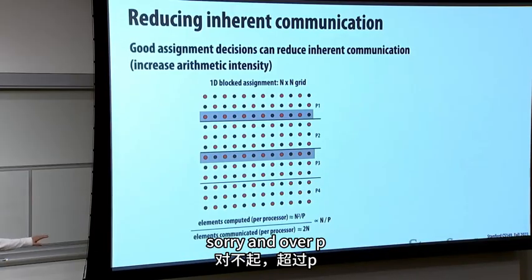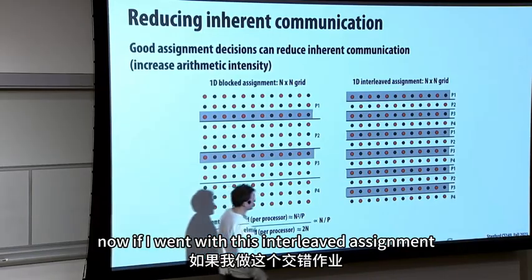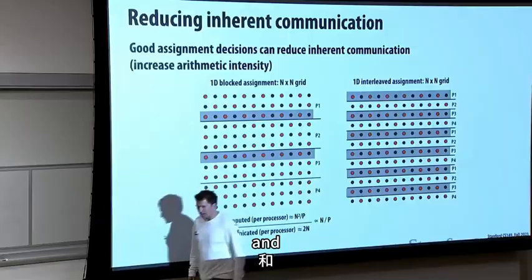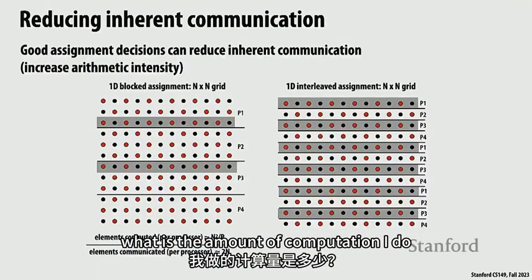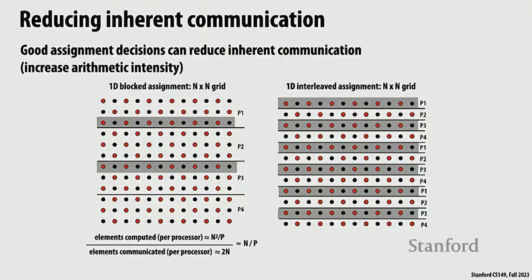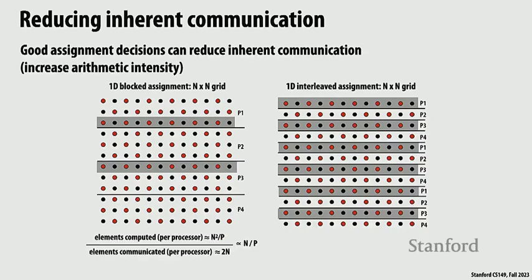Now, if I went with this interleaved assignment, and we think about the message passing program, what is the amount of computation I do? Still n squared over p. And how much data do I move?